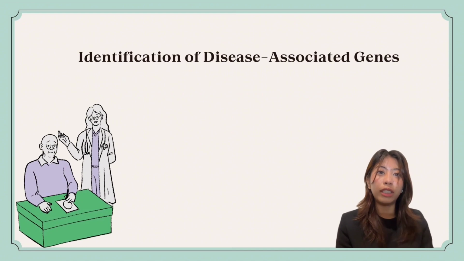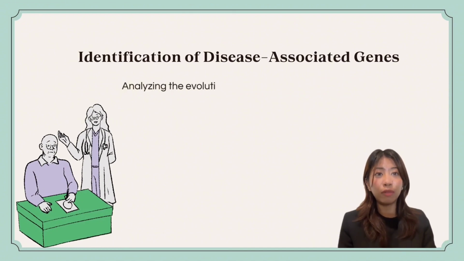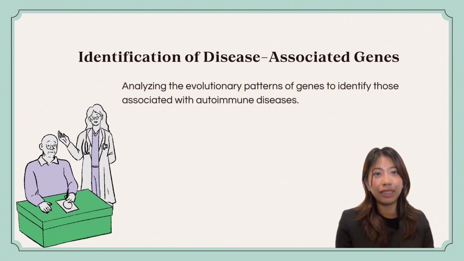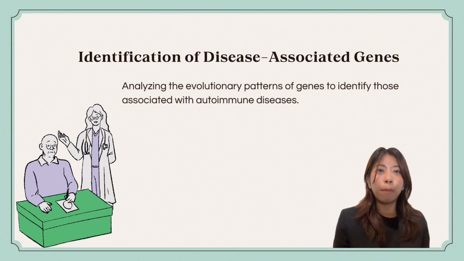Secondly, the identification of disease-associated genes. Finding disease-associated genes means figuring out which specific genes or genetic changes are connected to the development or higher risk of a particular illness. So in the case of autoimmune diseases, it's about uncovering the genetic factors that make someone more prone to these conditions.